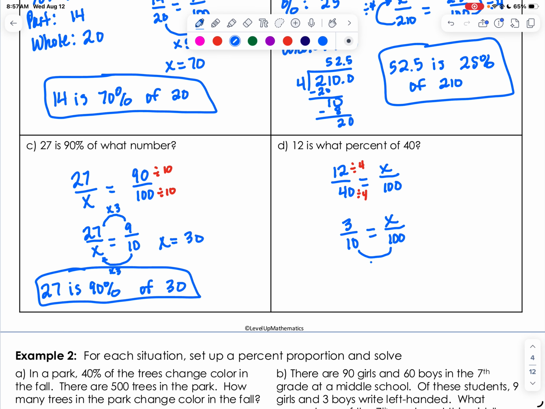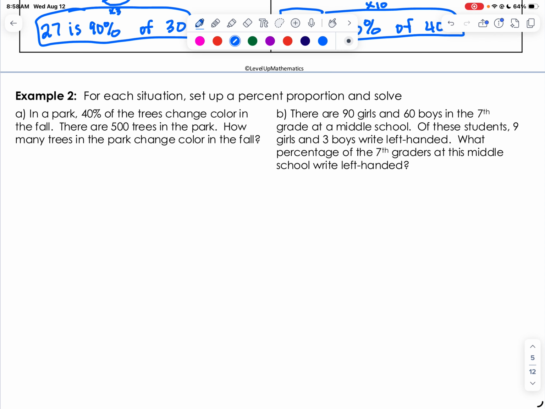All right, let's look at some real world situations. In example 2, it says for each situation, set up a percent proportion and solve. In part A, it says in a park, 40% of the trees change color in the fall. There are 500 trees in the park. How many trees in the park change color in the fall?